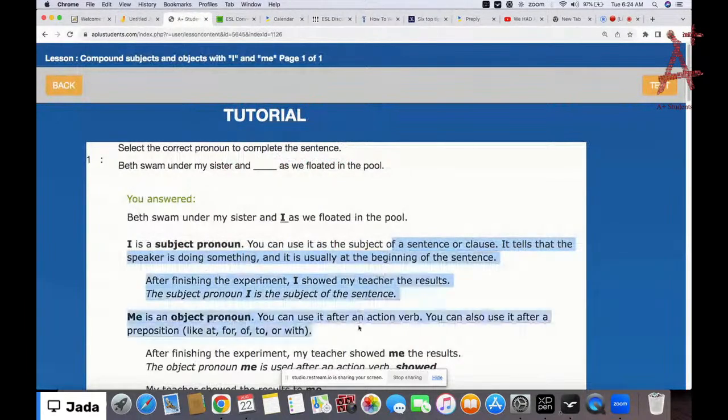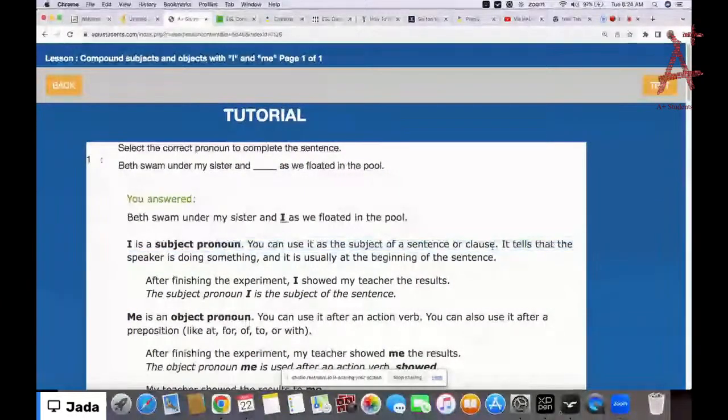So I is a subject pronoun and you can use it as a subject of a sentence. We all know that I is a subject pronoun and it can be used as the subject of a sentence or clause. It tells that the speaker is doing something and it is usually at the beginning of the sentence. So whenever you have I, you know that I is the subject pronoun. It could start up the sentence and it tells you that the speaker is doing something.